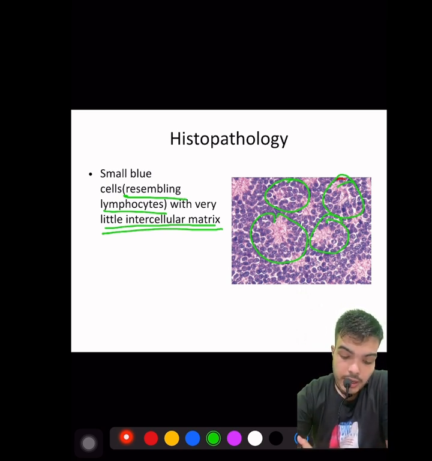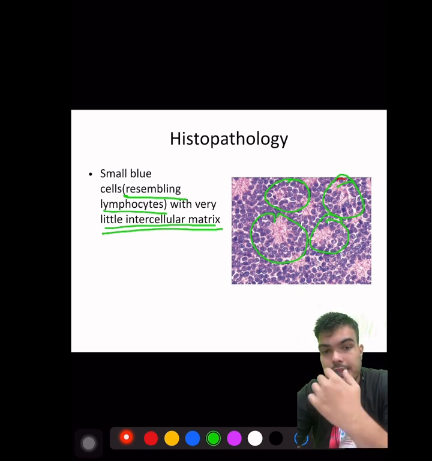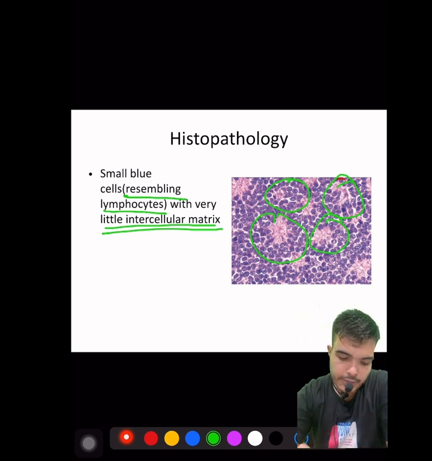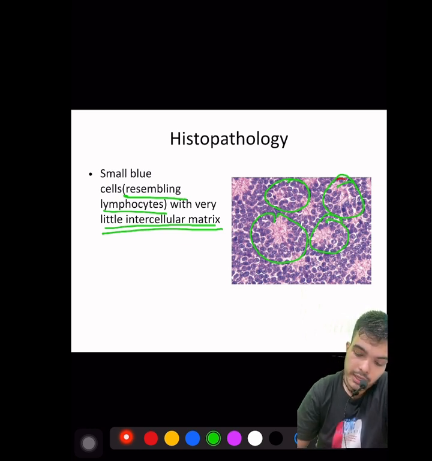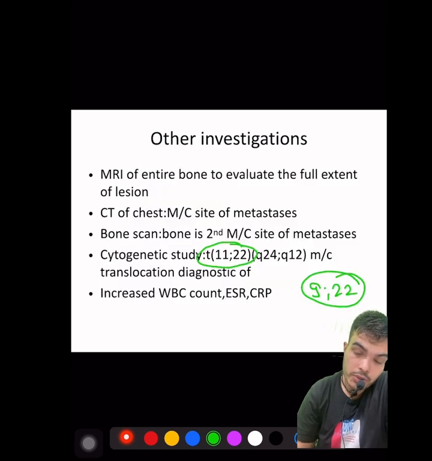Okay, again, other investigations that we can do: we can go for an MRI, we can go for a bone scan, and we can go for a cytogenetic study. Very, very important: 11;22 translocation, 24;12 translocation. 11;22 is very, very, very important. Remember, 9;22 was the Philadelphia chromosome in leukemia. So this is 11;22.